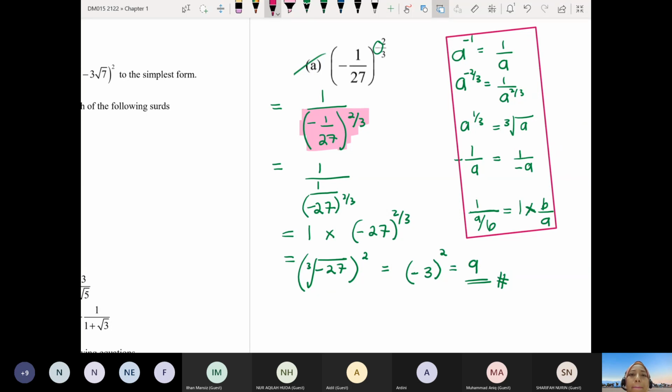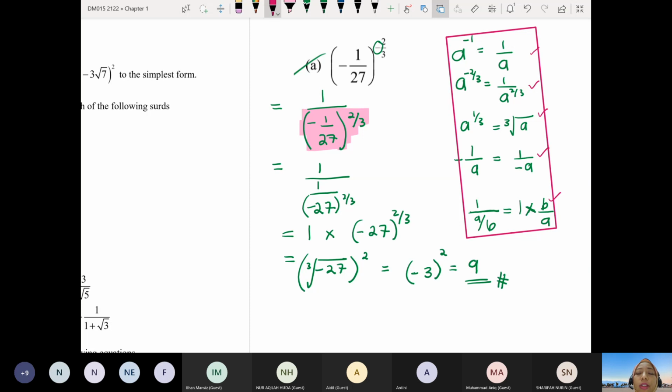Alright, boleh ke? Boleh, cikgu. Terima kasih. Okay. So I really hope it's clear to you. There are a lot of index properties that we use in here. Kalau you tengok, banyak. So I have explained one by one. Okay, I really hope it's clear to you.